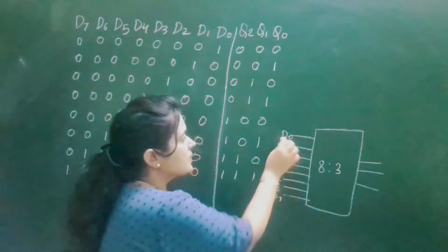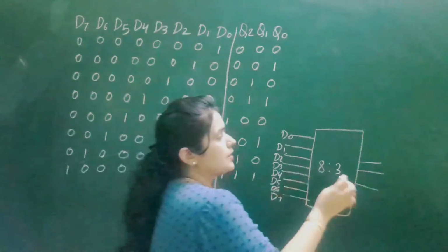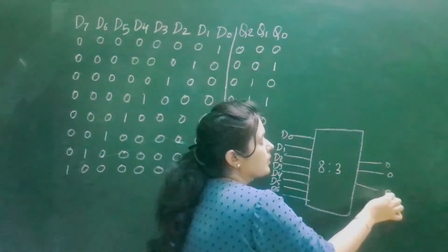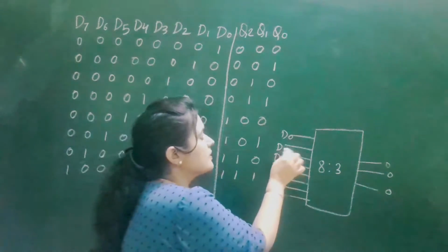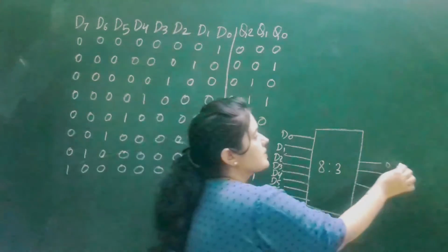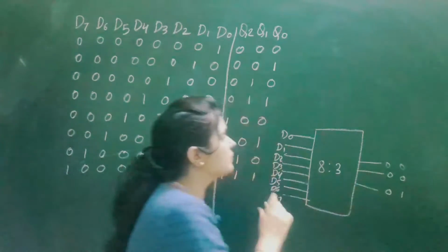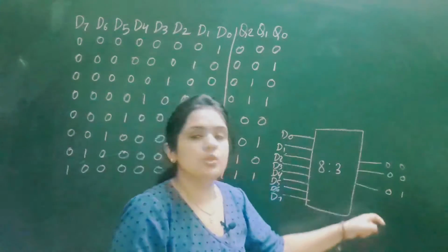Suppose D0 is high, then output generated will be 0, 0, 0 because binary equivalent of 0 is 0, 0, 0. Suppose D1 is high, in that case output will be 0, 0, 1 because binary equivalent of 1 is 0, 0, 1 and so on.